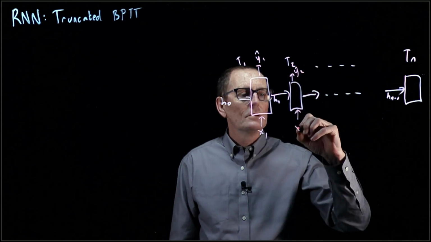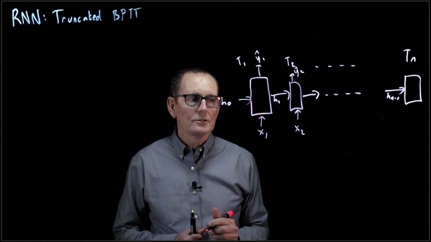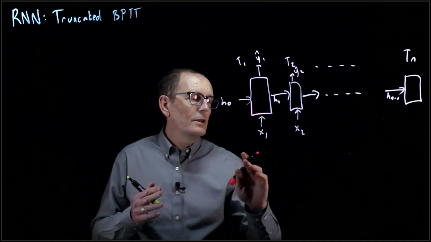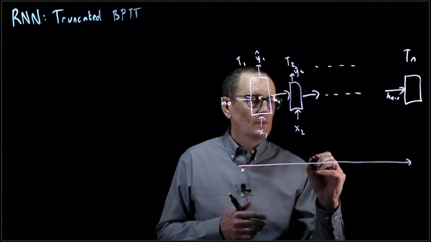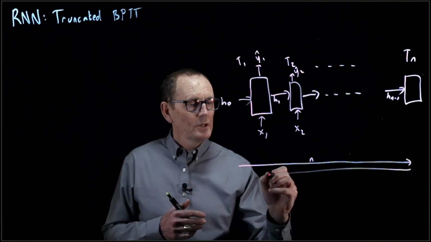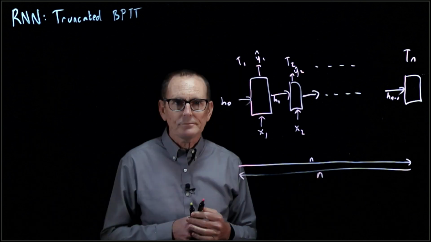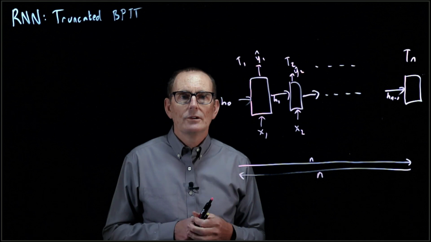out, x2 coming in. In the traditional backpropagation through time, we're going to take our entire sequence length and run all the way forward in n steps. So we're going to work n steps forward, and then we're going to do n steps of backpropagation. So we go n steps back. The problem is, if n gets very large, then we have a couple of potential issues.